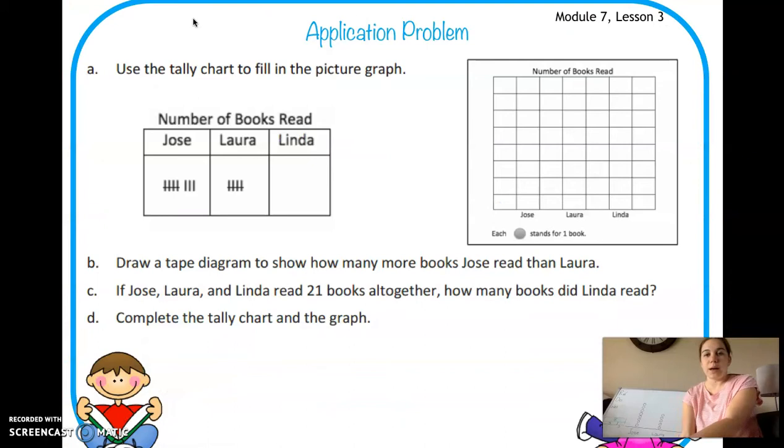All right, awesome job, boys and girls. So here's our application problem for today. Our application problem says, use the tally chart to fill in the picture graph. Number of books read: Jose 8, Laura 5, and we don't know how many Linda has read yet. Part B, we're going to draw a tape diagram to show how many more books Jose read than Laura. Part C, if Jose, Laura, and Linda read 21 books altogether, how many books did Linda read? And part D is complete the tally chart and the graph.